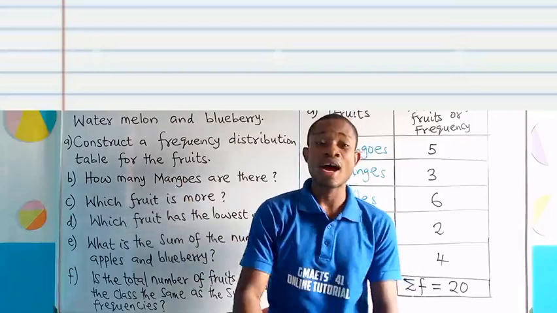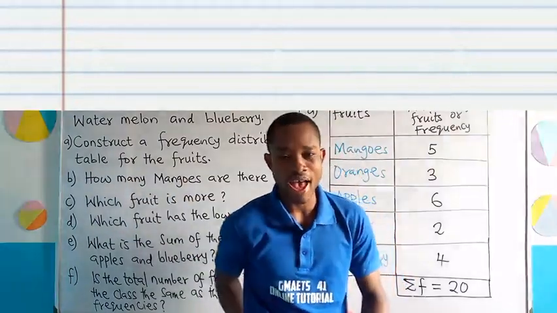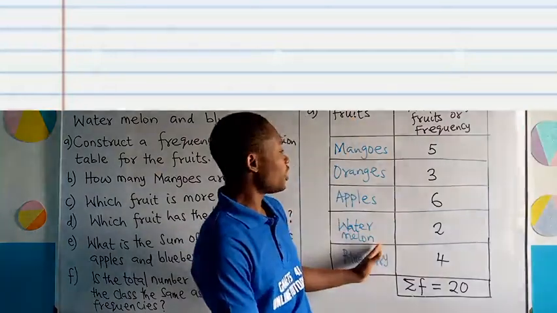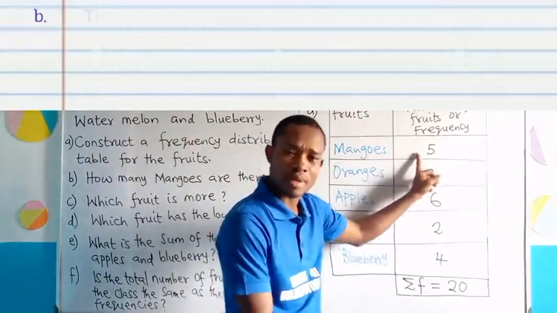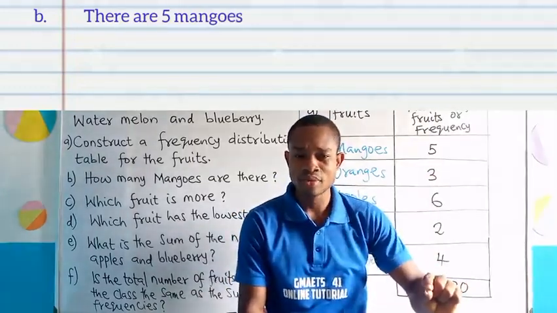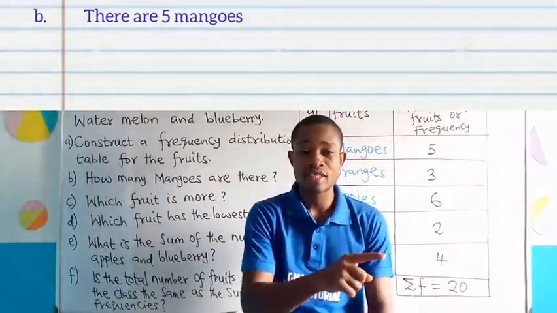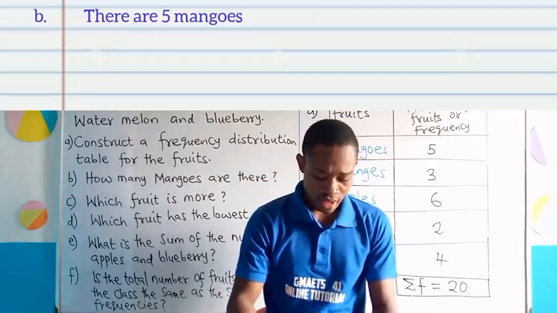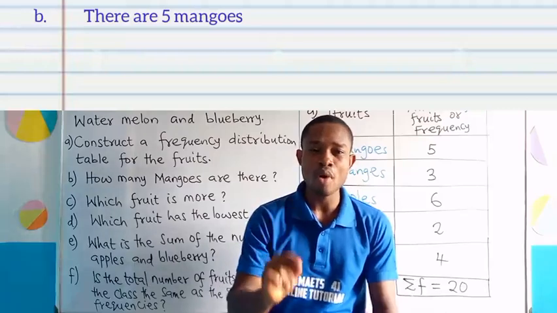How many mangoes are there? So how do we get to know the number of mangoes we have in the fruit bag that I brought to the class? So come over here. Are you ready? Answer to B part now. There are how many mangoes? 5 mangoes. So have you written that down? You know, we are giving answer to question number B now. We said that there are what? 5 mangoes.